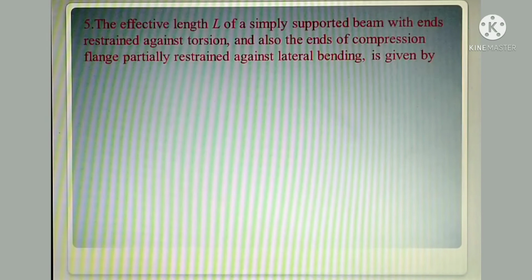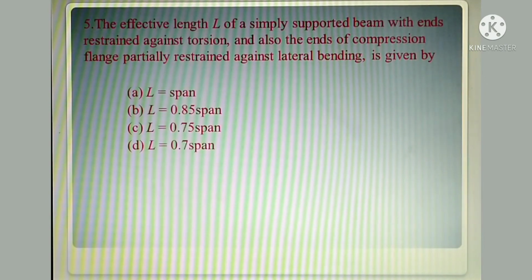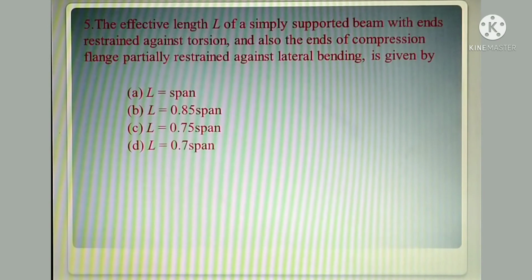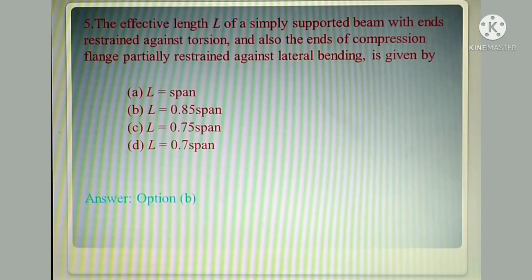The effective length L of a simply supported beam with ends restrained against torsion and also the ends of compression flange partially restrained against lateral bending is given by: option A, L is equal to span; option B, L is equal to 0.85 span; option C, L is equal to 0.75 span; and option D, L is equal to 0.7 span. Answer: option B, L is equal to 0.85 span.